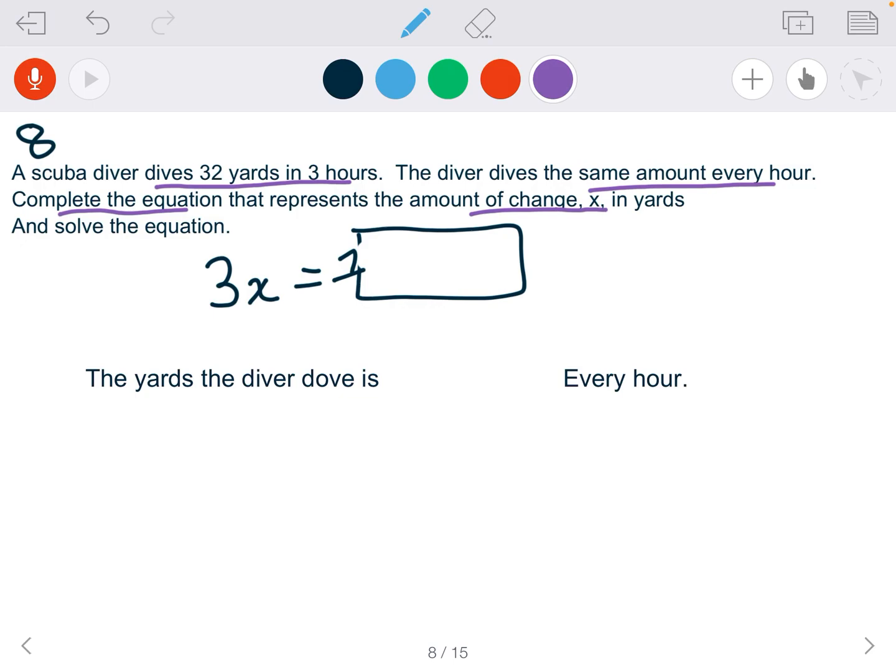Hang on, lost my train of thought. The diver dives the same amount every hour. 3x, 2 hours.